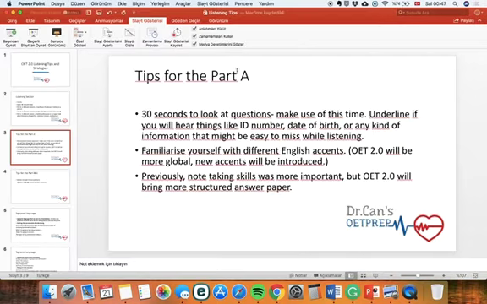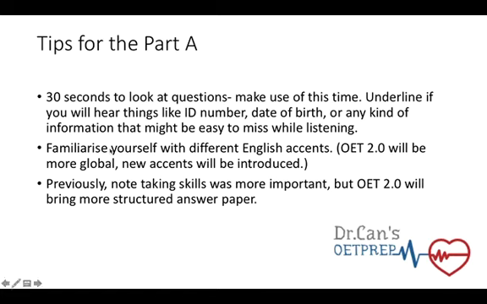Okay, let's move on with the tips. For part A, there will be 30 seconds to look at the questions, so you need to make the most of this time. You need to read the questions, and I want you to underline if you will hear things like an ID number or date of birth or any kind of information that might be easy to miss while listening. So just underline it or put an asterisk, a star, next to it.